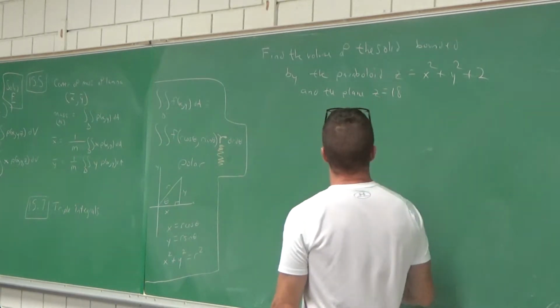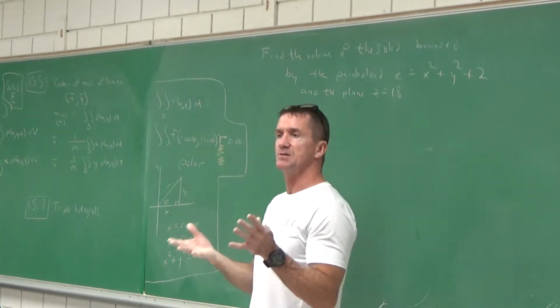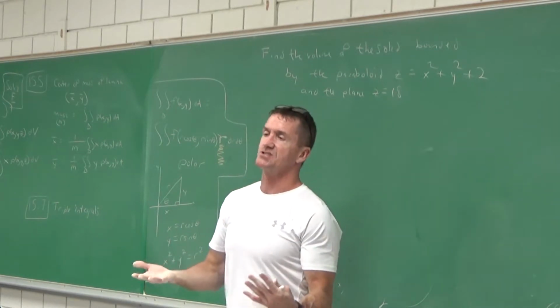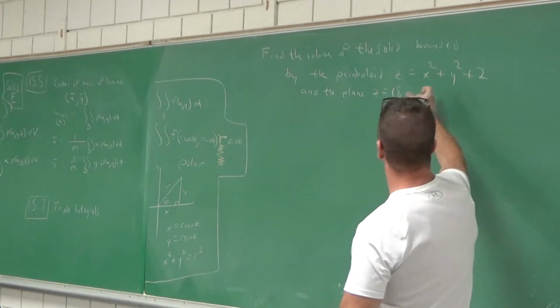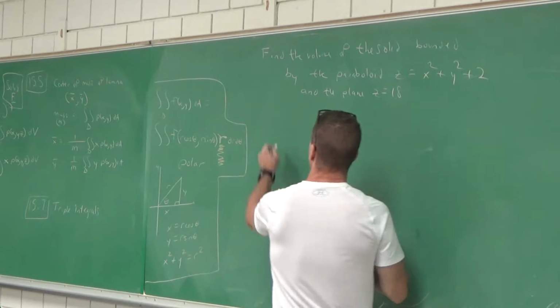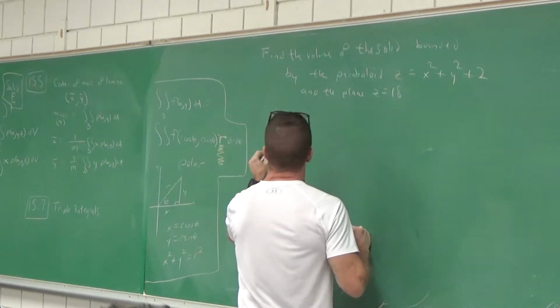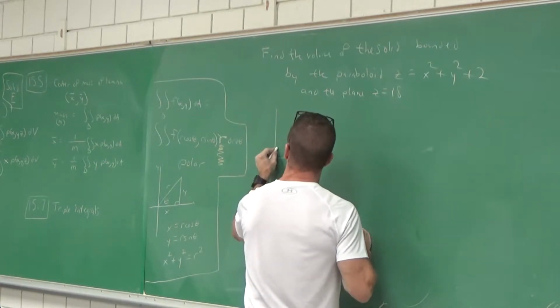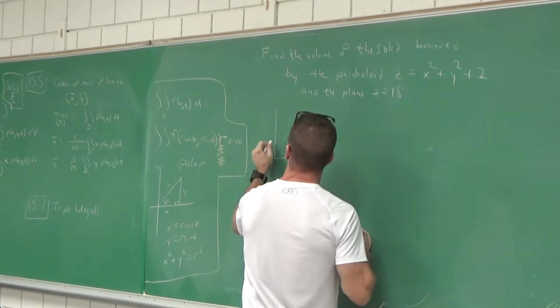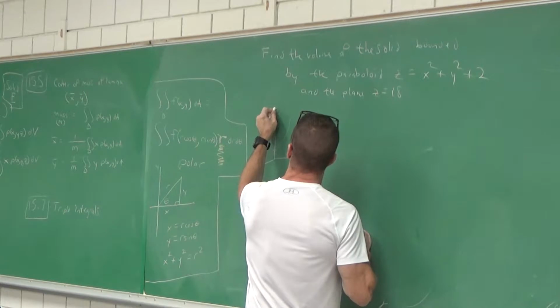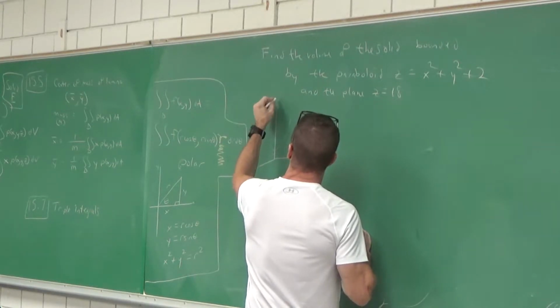Now, can we draw this? What does that paraboloid look like? This is why these images are important. That's why section 12.6 is important. Can you help me sketch that paraboloid? What does that look like? There's the paraboloid. How high does it get to? 18.